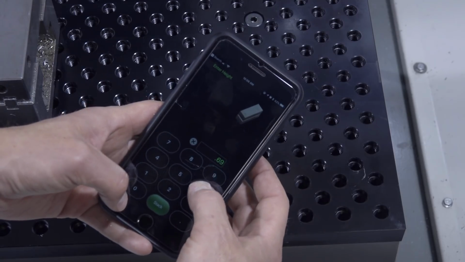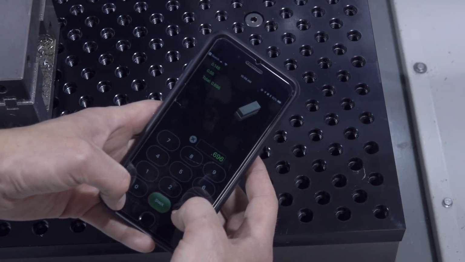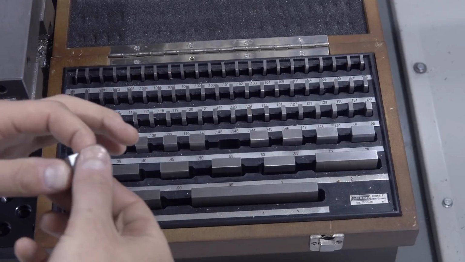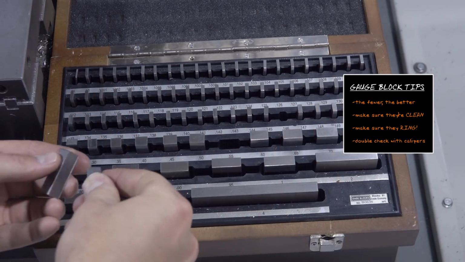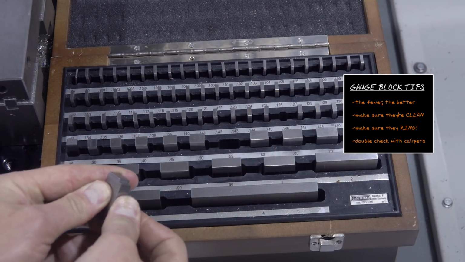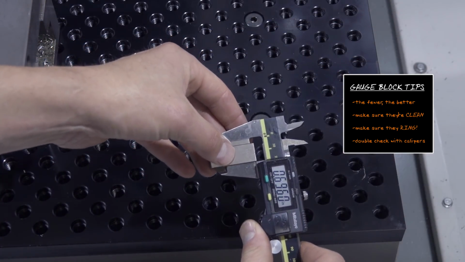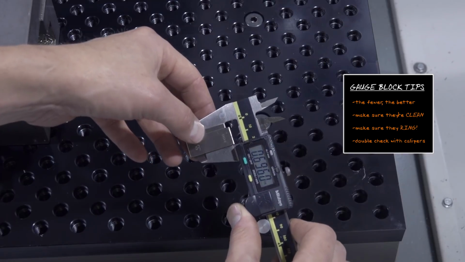Then we use the iOS app Gauge Stacker. Cost a few bucks, well worth it. Gives us that breakdown really quick of what those gauge blocks are. The fewer the gauge blocks you use, the better off you are. Make sure they're clean, make sure they ring together, and then we like to check them with a set of calipers just to make sure we didn't make one of those really embarrassing errors.